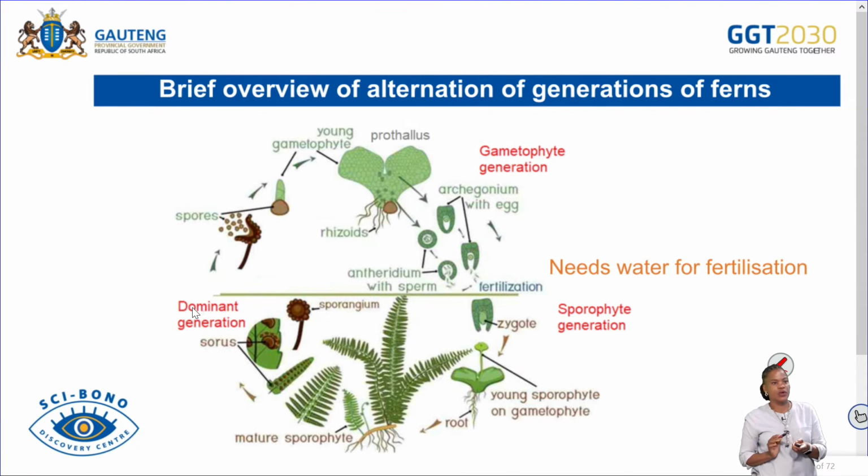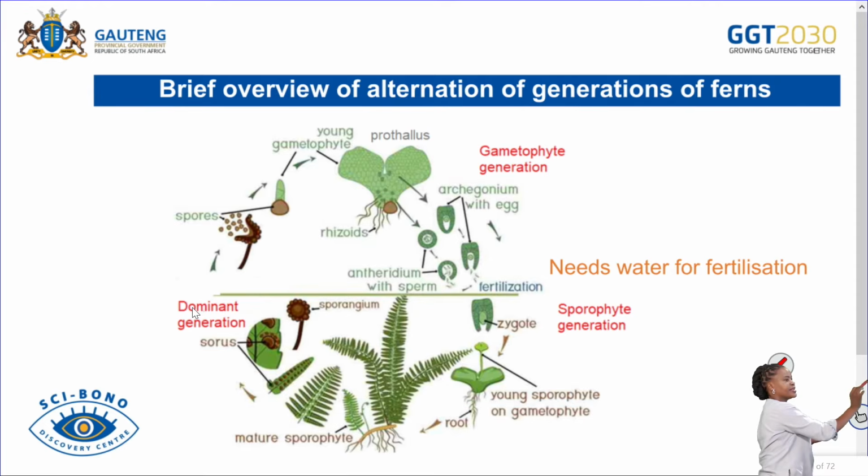So let's quickly look into the life cycle again of ferns. There's also alternation of what? Alternation of generations. In other words, this generation alternates with the other generation. Remember, there are still two generations here. We still have the sporophyte generation and the gametophyte generation. Now, the sporophyte generation alternates with what? The gametophytes, and the gametophytes alternate with what? The sporophytes.